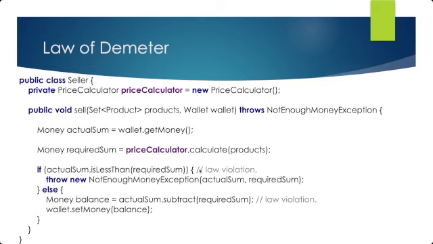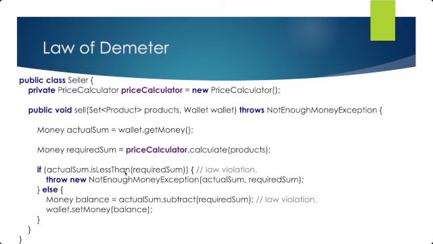And here I have the violation of the law of Demeter because I try to call the method of wallet get money. I can replace this actual sum with wallet.getMoney.isLessThan, but money is not a friend of our method. That's why we can't call it.